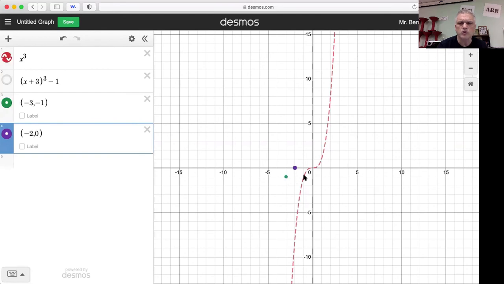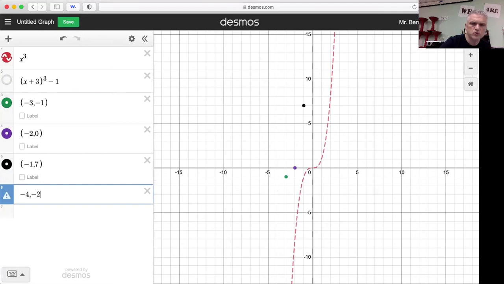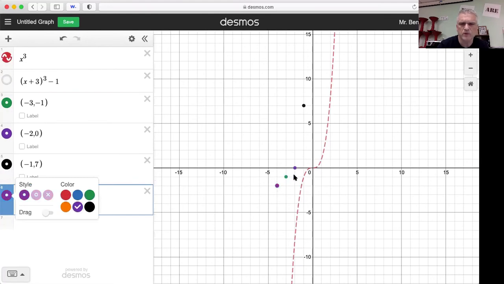Now, from the green, we're gonna go 2 to the right and up 2 cubed, or 8. So you're gonna go up to (-1, 7). Okay? So you're gonna have these little babies right there. It's gonna be going up. Now we gotta go to the left, okay? So 1 left, we're gonna go down 1. Okay, 1 cubed is 1. So to the left, negative 1, down 1. So that would be the point (-4, -2). So (-4, -2), put parentheses, and let's make that one purple to correspond to the other purple one.